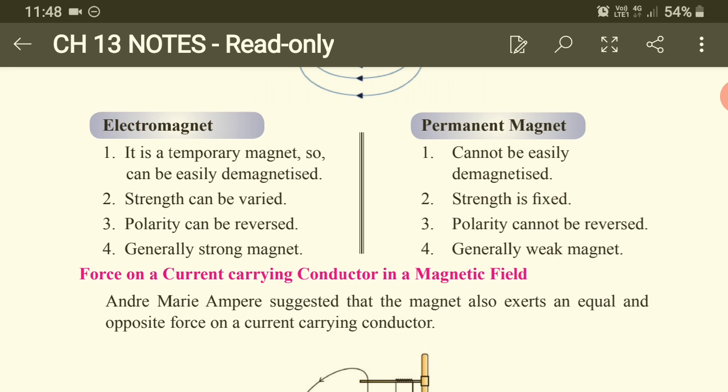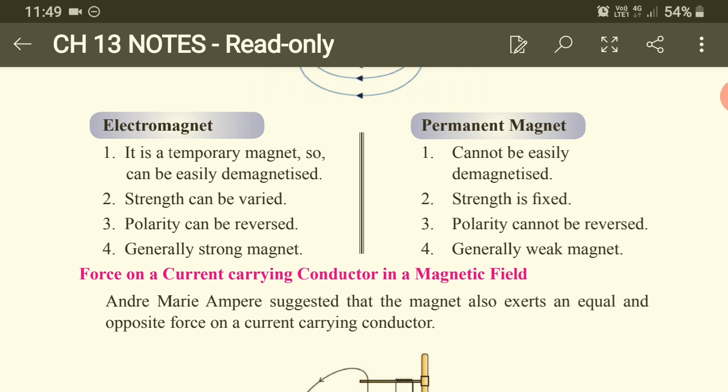Polarity of electromagnets can be reversed. How? Yes, you are correct. By changing the direction of current in the solenoid, we can change the polarity of the electromagnet. The south pole can be made north pole by changing the direction of current, and the north pole can change to the south pole by changing the direction of current. But permanent magnet polarity cannot be reversed. Electromagnets are generally strong magnets, but permanent magnets are comparatively weak magnets.